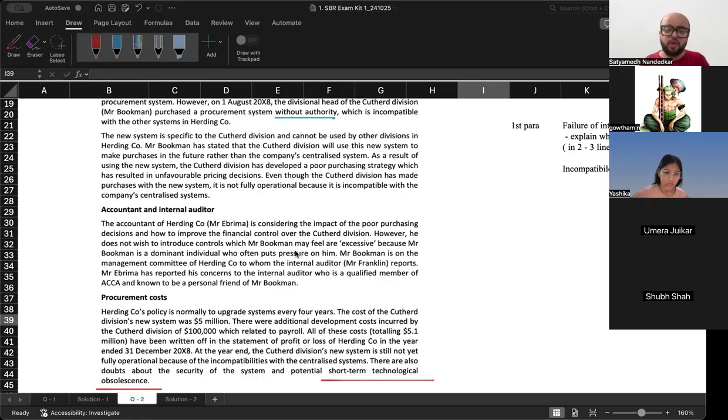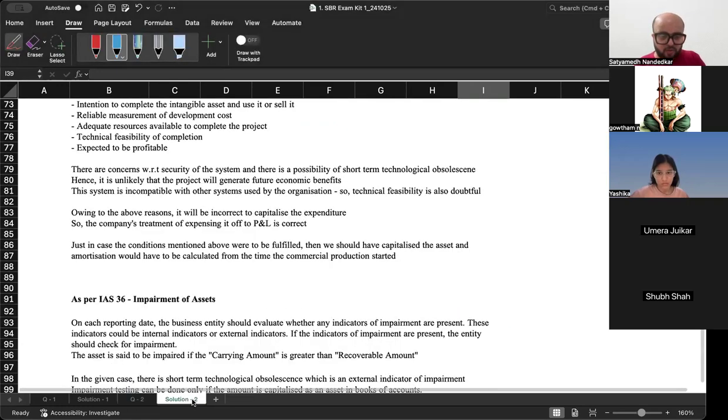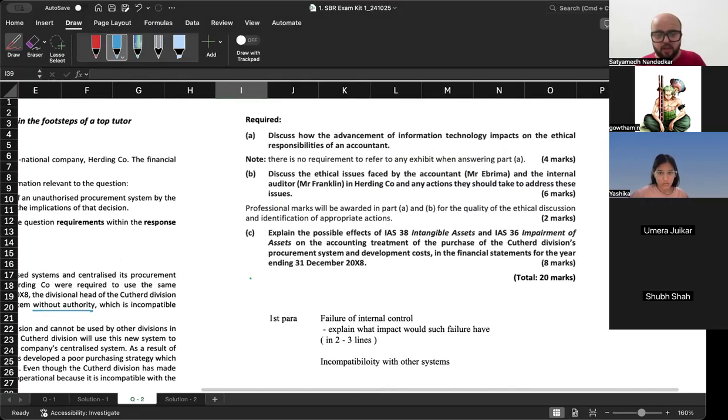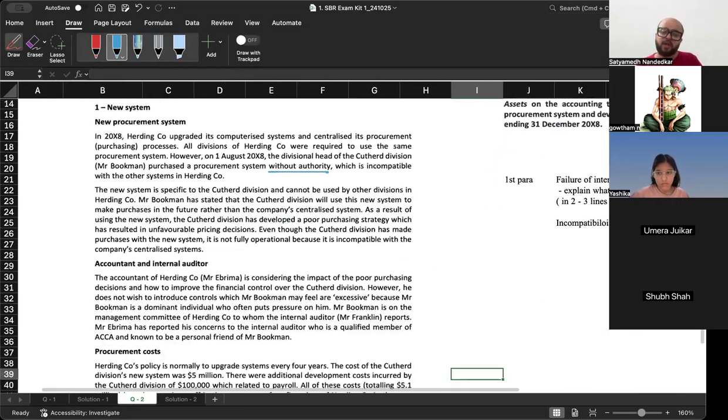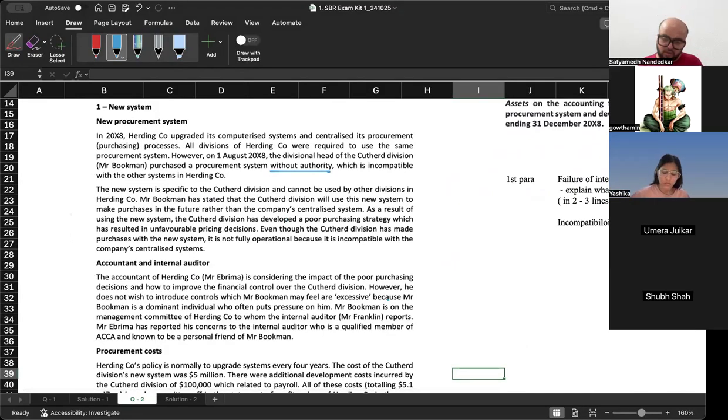So, the internal auditor should not let his personal equation have an impact on professional judgment. And he should ideally not report to Mr. Bookman. He should report his findings to the management committees, or he might consider stepping down from the engagement also. So, what was the question? The question was, discuss the ethical issues faced by the accountant and the internal auditor and any actions they should take to address these issues. Did you understand what ethical issues both of them faced and what actions you could take?